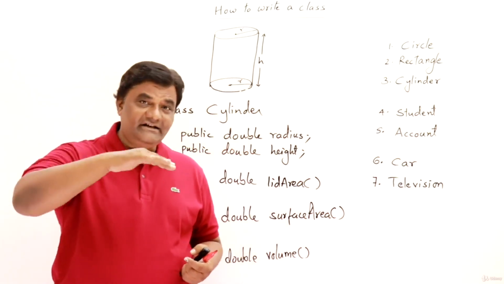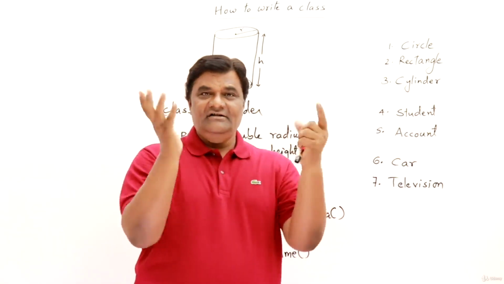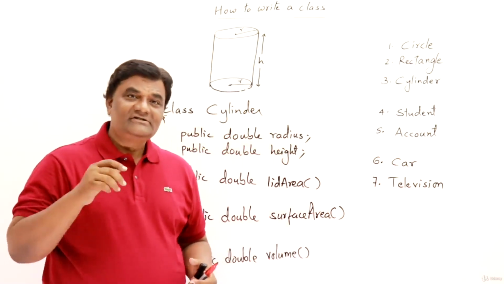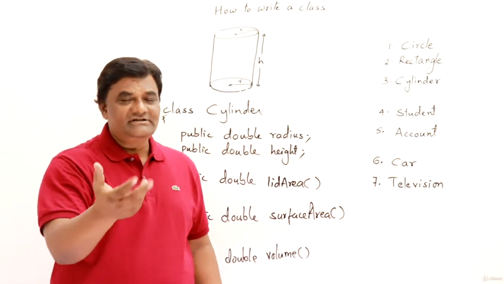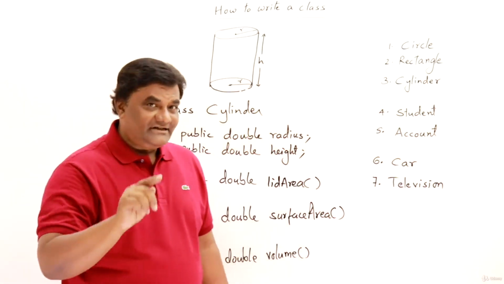I am calling it lid area, and surface area, that is the surface area of a cylinder, and the volume of a cylinder. What is the volume? These are the things you can calculate. So whatever you can calculate, you can make it a method.